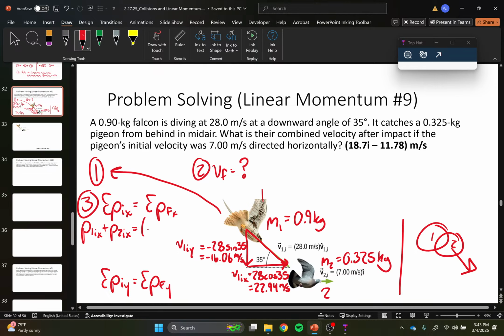Equals P12 final x, because they're stuck together. Okay. Then we do the same. M1 V1 initial x plus M2 V2 initial x equals M1 plus M2 V final. Definitely don't have enough room here. M1 plus M2 times V final x, and that's hideous, so I'm going to go ahead and shove everything to the other page.